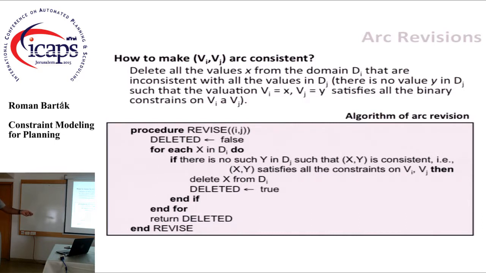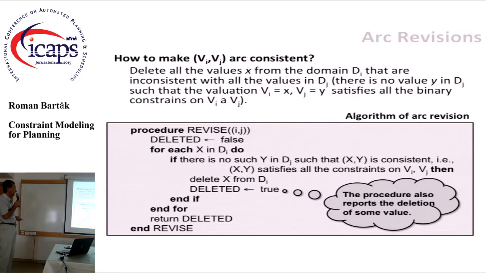If it's not there, then simply delete the value from the domain and remember that you deleted something. And you repeat the procedure for each value. So the time complexity of this procedure is d squared, if d is the size of the domains, approximately. We can do it slightly better, but in general we need to do something like this. So this is our consistency for a single constraint.